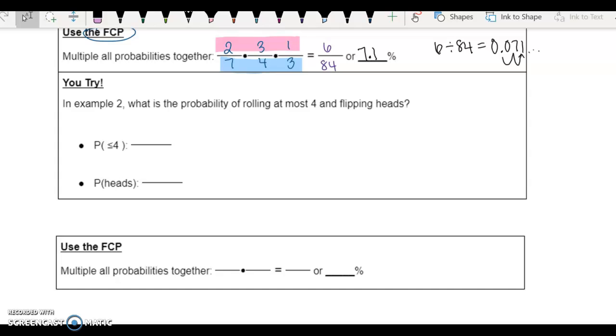So I want you to pause the video and try it on your own. And then when you're ready, I want you to check your answer with mine. So go ahead and pause it now.